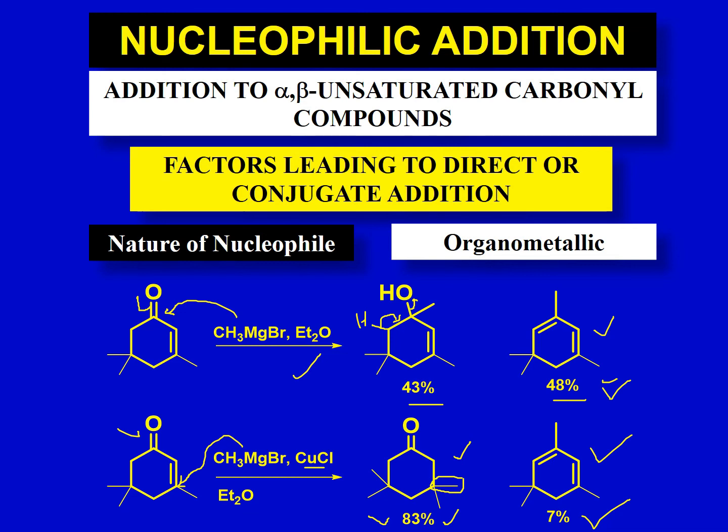So from the nature of the nucleophile, you can tell in which direction the reaction is going to proceed, whether it will lead to a direct addition product or a conjugate addition product. So a hard nucleophile will preferably lead to the formation of a direct addition product, while a soft nucleophile will lead to the formation of a conjugate addition product.